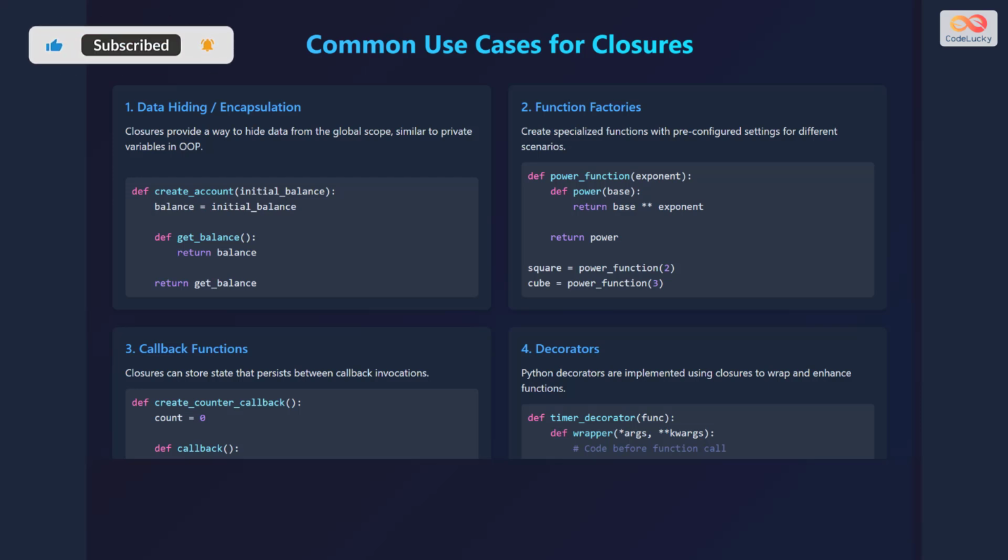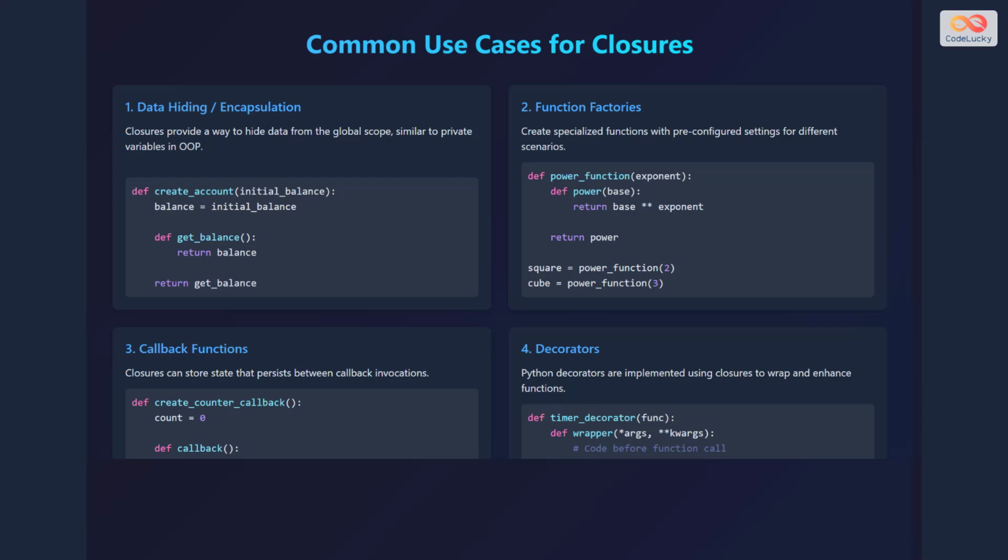Number 2. Function factories. Create specialized functions with pre-configured settings for different scenarios. Define a function power function which takes a parameter exponent. Define a function power which takes a parameter base. Return base to the power of exponent. Return power. Square equals power function 2. Cube equals power function 3.